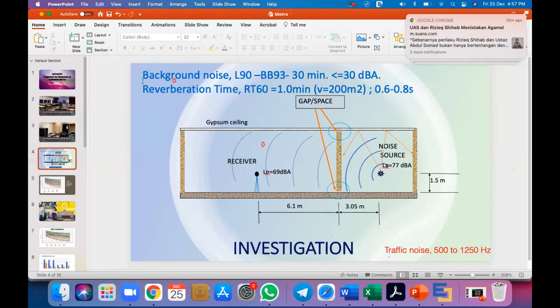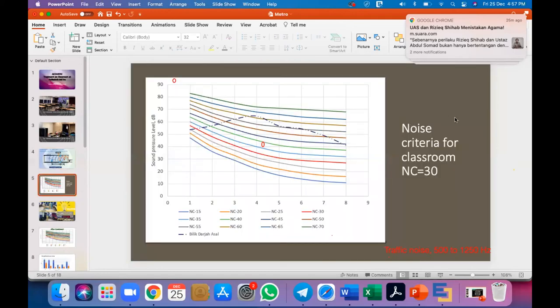Okay, so these two parameters are very important when you want to evaluate the acoustic quality in a room, especially in a classroom. And there is also another parameter that you need to measure. For example, this one, noise criteria for classroom. The NC noise criteria must be 30. This line can be downloaded from the internet.